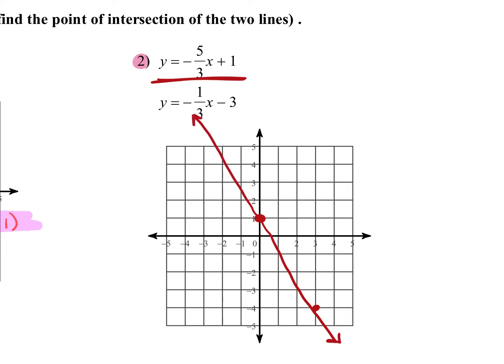So when we go to plot the last one, our y-intercept is at negative 3. We go down 1 to the right 3, or up 1 to the left 3. Draw the line through those points. And our solution for this one is 3, negative 4.